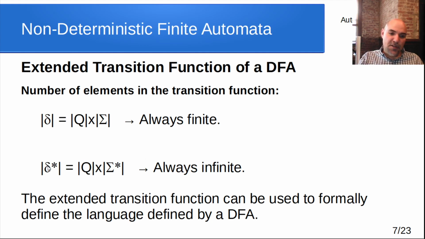But the extended transition function, since it's crossing the states with a set of strings, alphabet star, is always going to be infinite because there's an infinite number of possible strings. Remember, the star means 0 or more symbols from this alphabet. Could be any number of them. So the length of the extended transition function is always going to be infinite. And we're going to use that extended transition function here to formally define the language that's defined by a DFA.